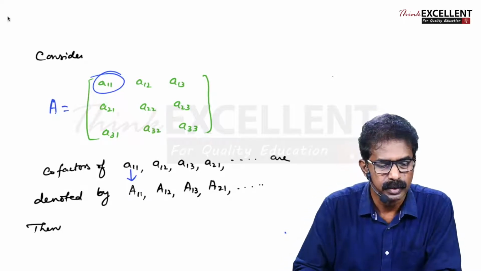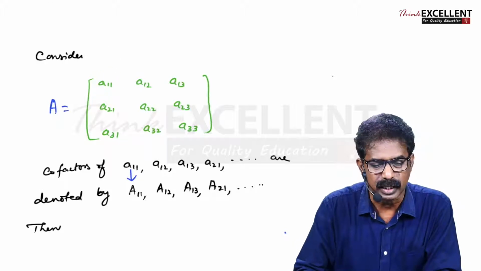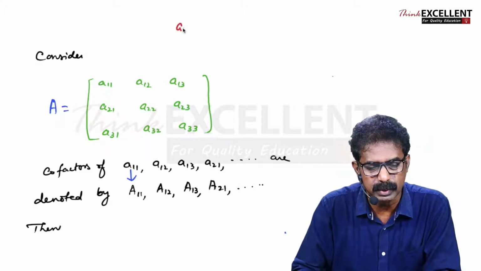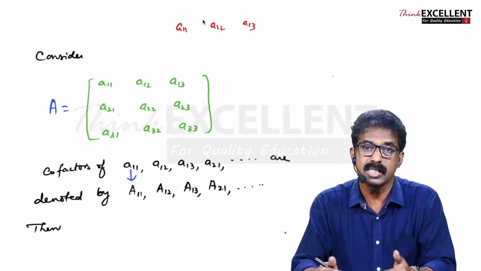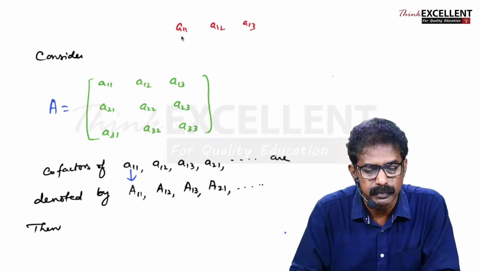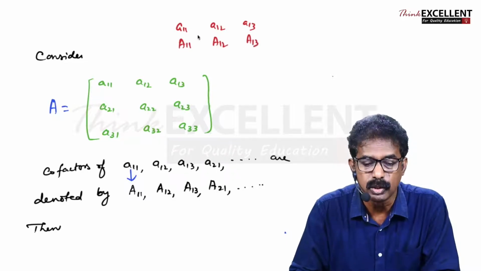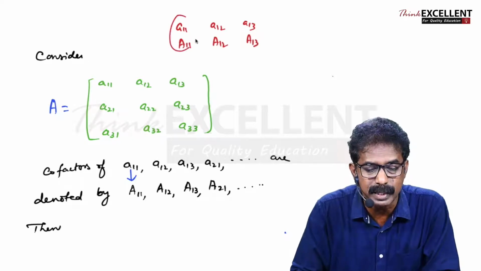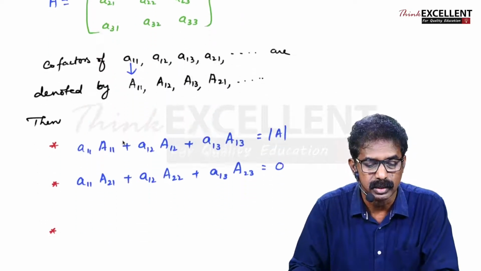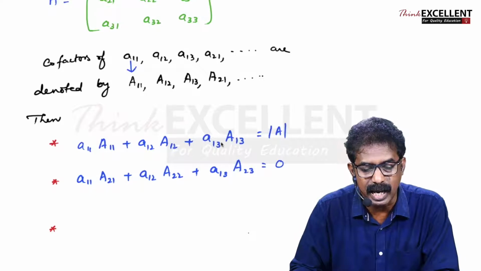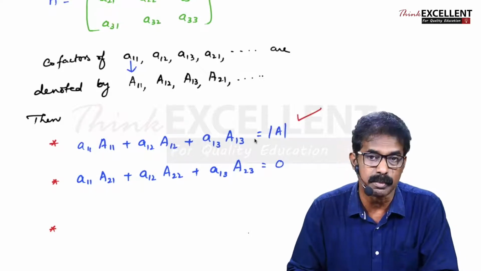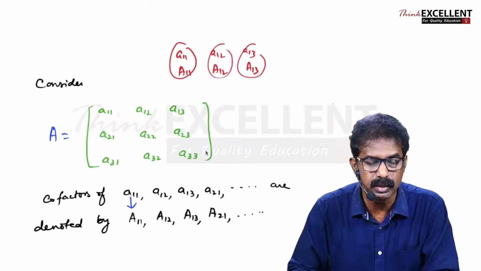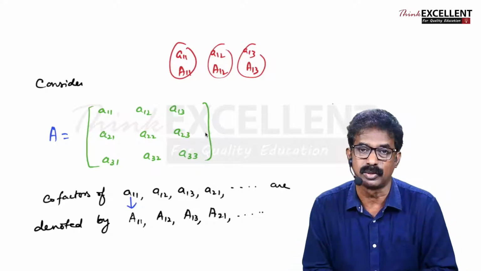Now please listen. You take the first row elements. What are the first row elements? A11, A12, A13. Take its cofactors. What are the cofactors? First one's cofactor is A11, second one's cofactor is A12, third cofactor is A13. You multiply and add. So if you multiply and add, your answer is determinant A. If you write it as a determinant, whatever answer you get, that will be the answer here also.